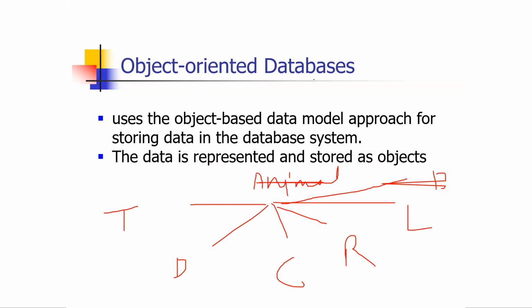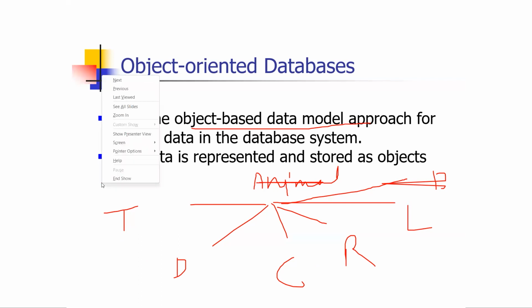Object-oriented databases use the object-based data model approach for storing data in a database system. There are various types of objects. So here, whatever data is represented and stored, it is in the form of objects. That is called an object-oriented database. Okay.